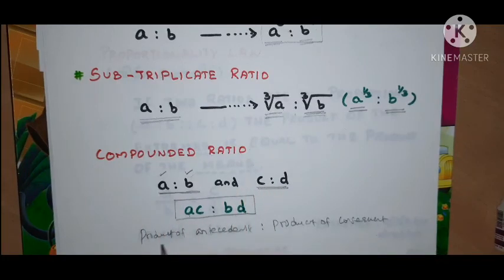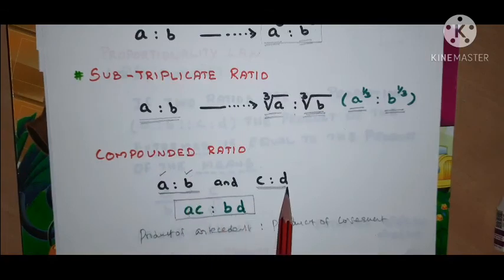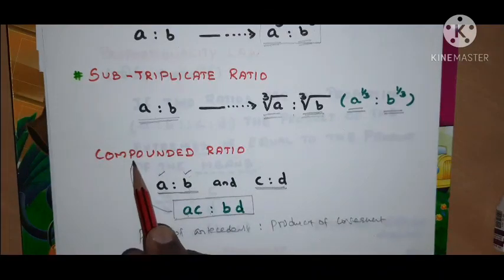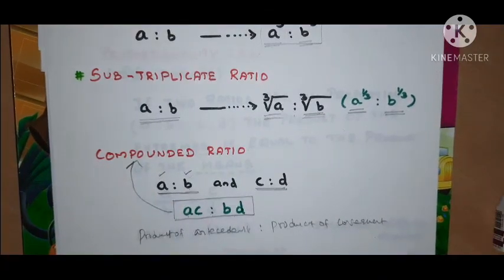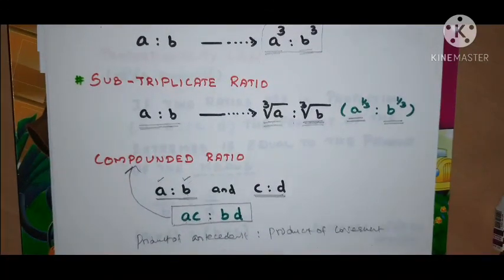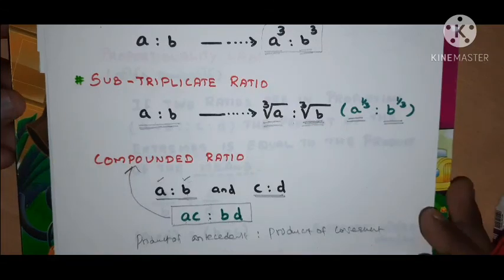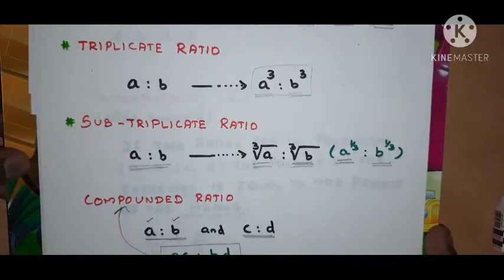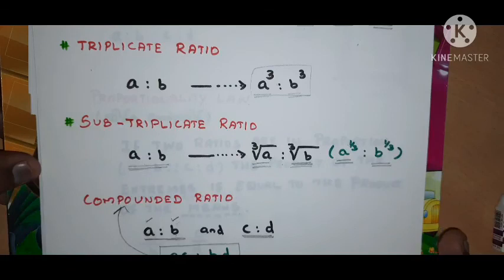So A into C, product means multiplication. So A into C is to product of consequents. Here in these two ratios, the consequents are B and D, hence B into D. So A into C is to B into D represents the compounded ratio. Fine. Hope you observed different kinds of ratio in this part. Hope you understand about ratio. Next, we are going to see about proportions.